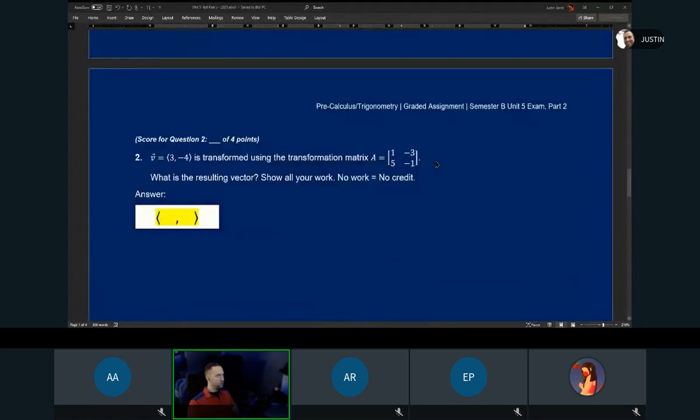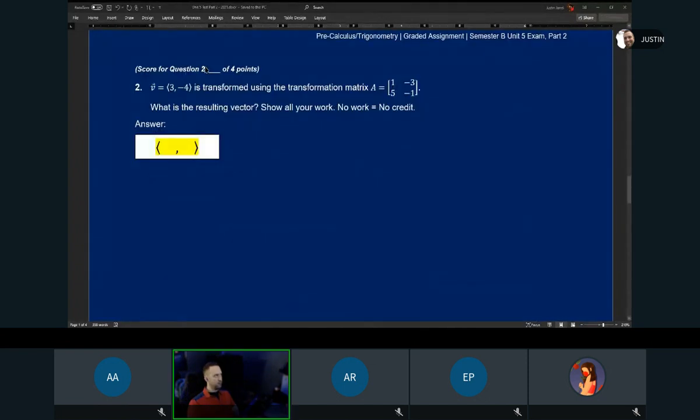All right, number 2, super easy problem. You want to transform this vector by this matrix. Make sure you show your work. Super straightforward, easy problem.